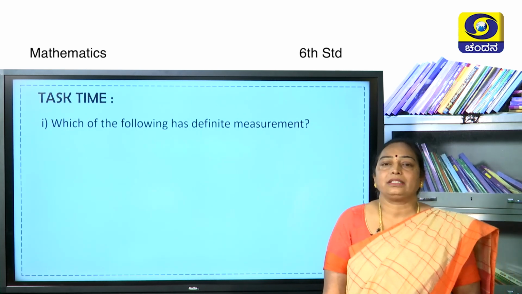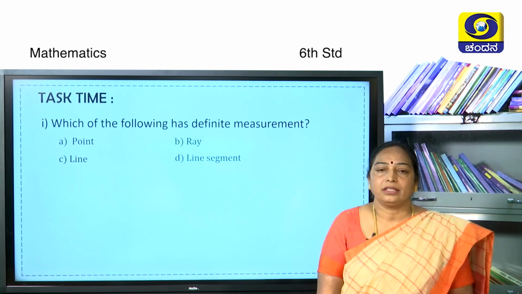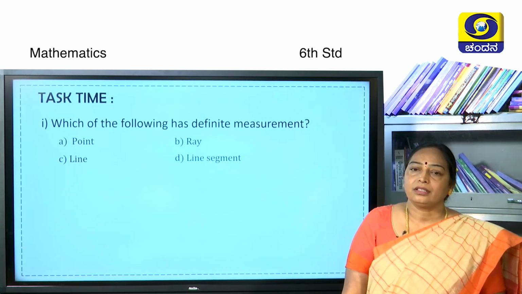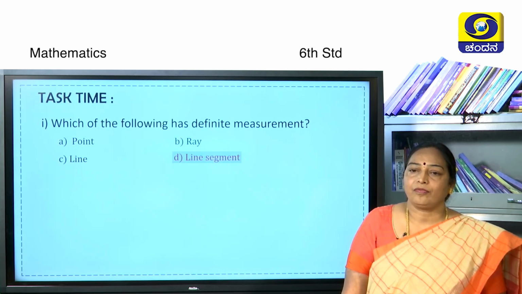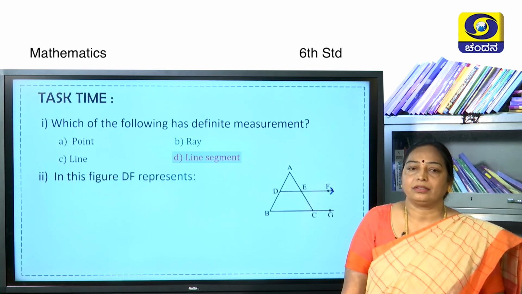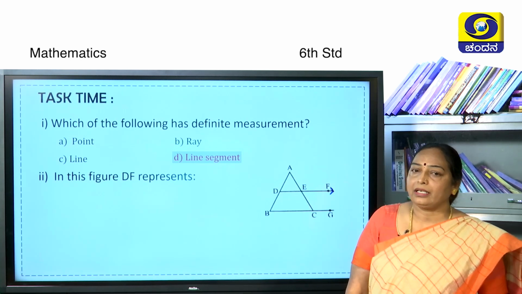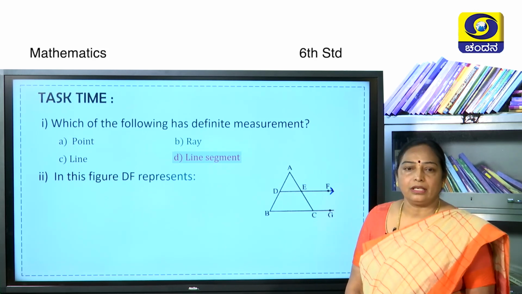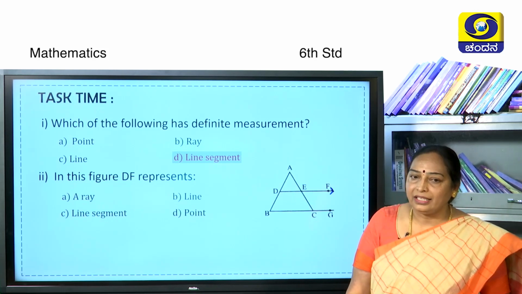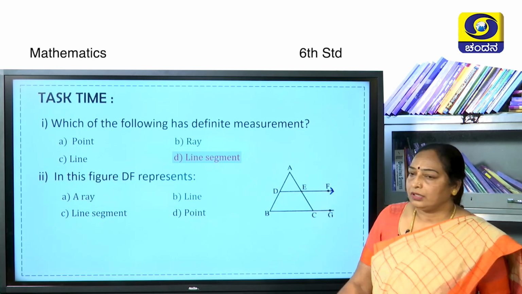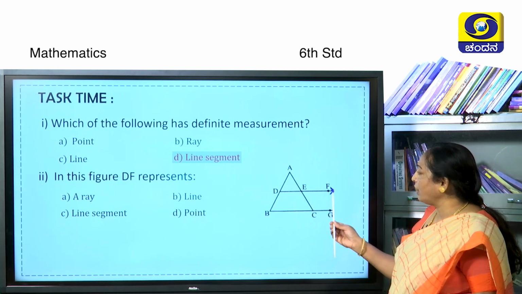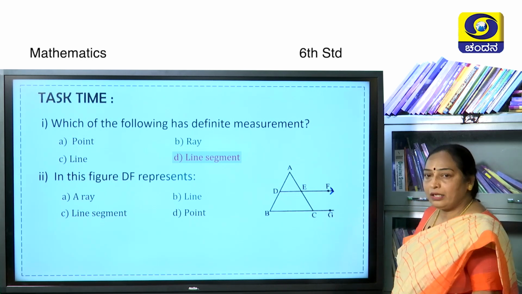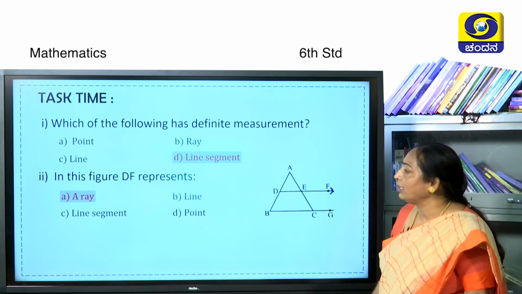Which of the following has definite measurement? Point, ray, line, line segment. Which is the correct answer? Yes, line segment has a definite length, definite measurement. Second one, in this figure DF represents: ray, line, line segment, point. Here it has one end point and on one side the arrow mark. Therefore, DF is a ray.